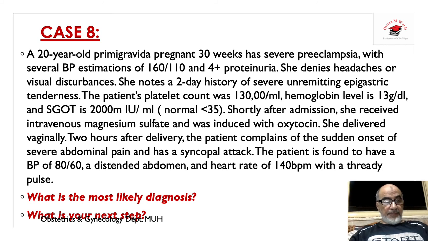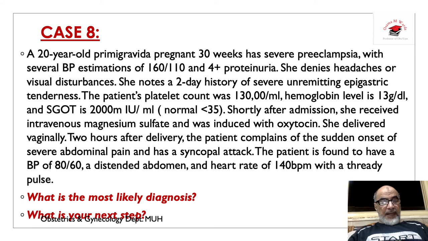Case 8. A 20-year-old primigravida, pregnant 30 weeks. She has severe preeclampsia with several blood pressure estimations of 160/110 millimeters mercury and 4+ proteinuria. She denies headache or visual disturbances. She notes a 2-day history of severe epigastric pain.